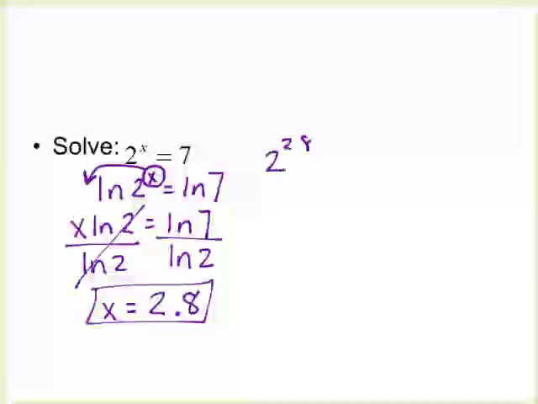Wait, so the only thing we have to do with our calculator is x equals ln of 7 over ln of 2? Yep. In the calculator we type in ln of 7 divided by ln of 2. So that gives us 2.8, and we can check our answer again if we plug it back into that equation. 2 to the power of 2.8 should be reasonably close to 7. We did some rounding, so it's not going to be perfect, but it should be pretty close to 7.